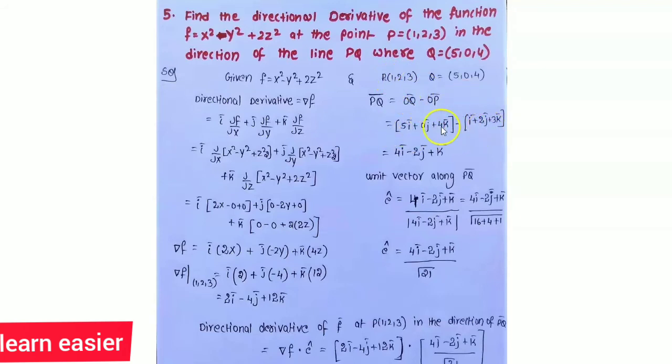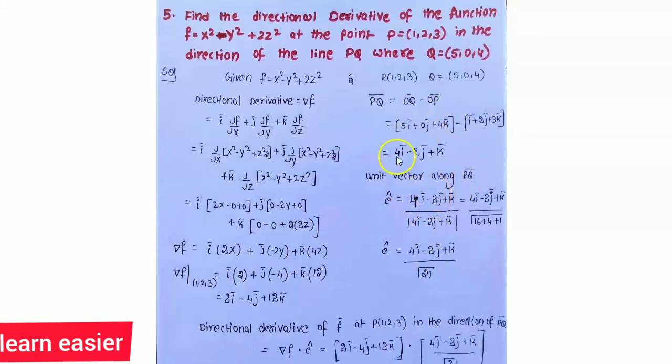Now we have to subtract these two vectors. 5i bar minus i bar is what? 4i bar, and 0 j bar minus 2j bar is minus 2j bar, plus 4k bar minus 3k bar is plus k bar. Now we have to find the unit vector along PQ bar. So E cap equal to PQ bar by mod PQ bar.